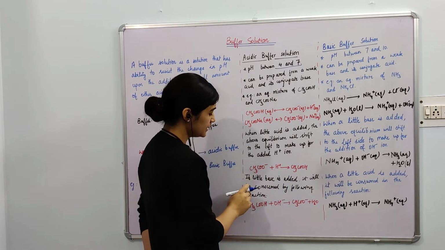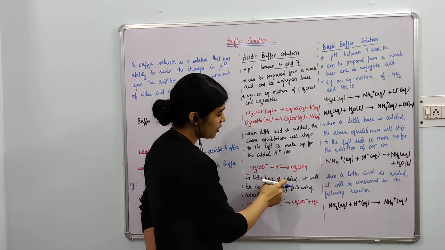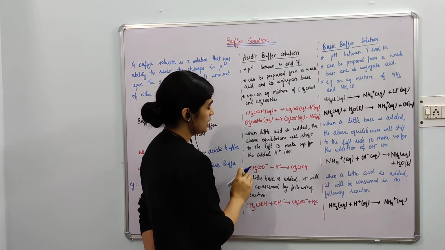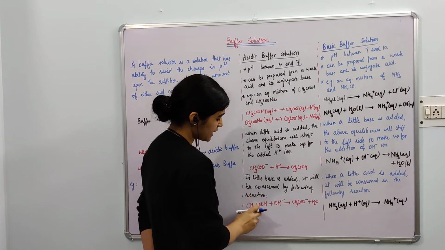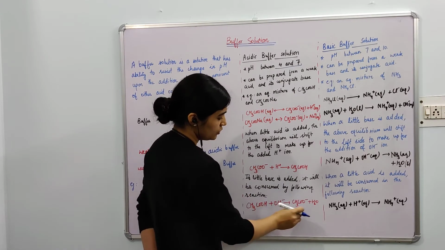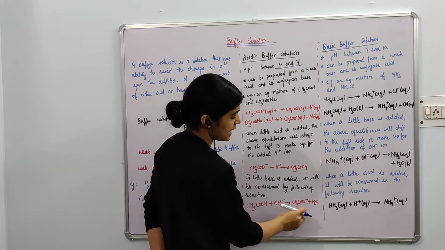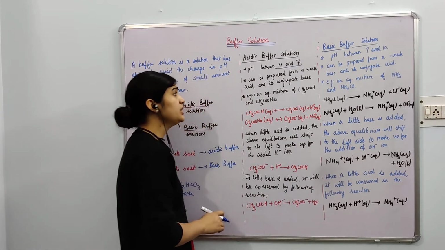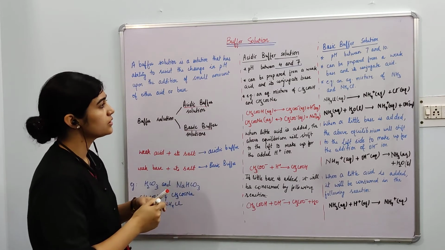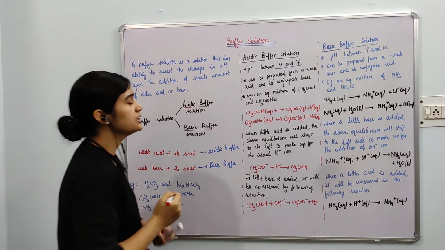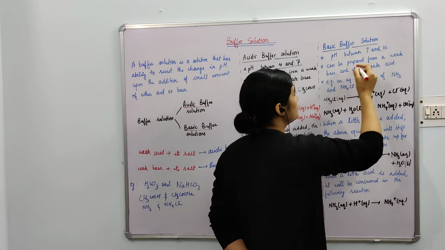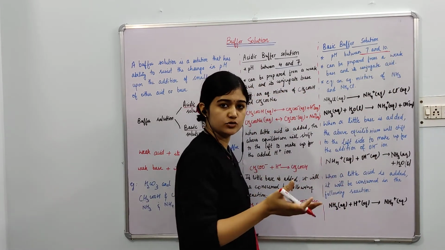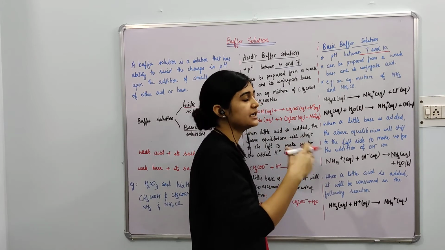Now, if a small amount of base is added to this solution, what will happen? That base will react with your acetic acid to form acetate ion and water. Now we come to the basic buffer solution. A basic buffer solution is used to maintain the pH between 4 and 7. It can be prepared using a weak base and its conjugate acid.